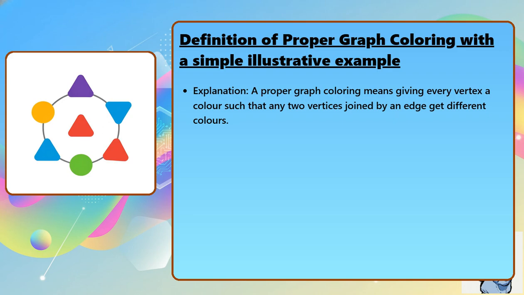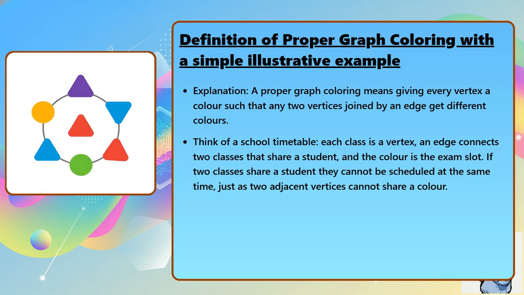Explanation: a proper graph coloring means giving every vertex a color such that any two vertices joined by an edge get different colors. Think of a school timetable. Each class is a vertex, an edge connects two classes that share a student, and the color is the exam slot. If two classes share a student, they cannot be scheduled at the same time, just as two adjacent vertices cannot share a color.